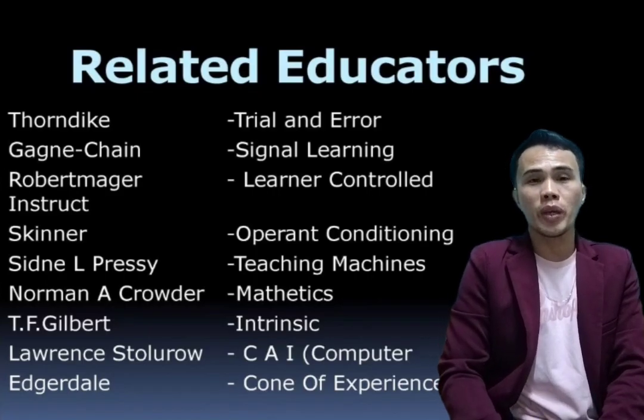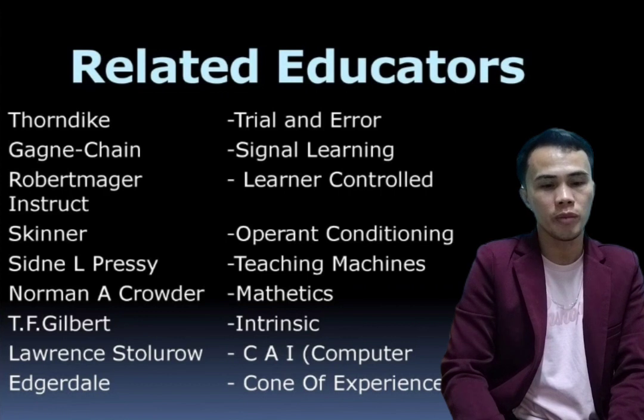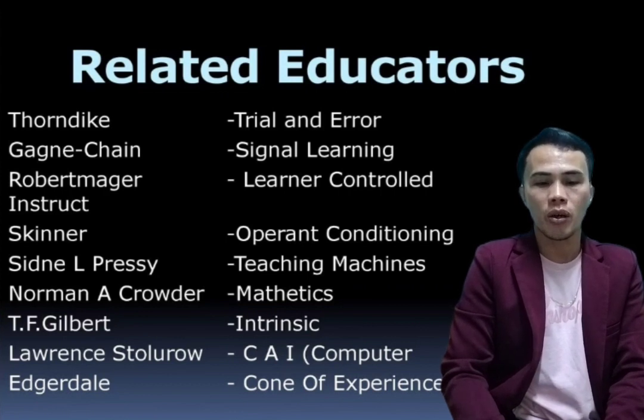So in program learning, we have the related educators or the proponents of program learning. We have Thorndike, which is trial and error; Gagné, the chain or signal learning; Robert Mager, learner-controlled instruction; Skinner, operant conditioning; Sidney L. Pressey, teaching machines; Norman A. Crowder, mathematics; T.F. Gilbert, intrinsic; Lawrence Stolurow, CIA computer; and Edgar Dale, cone of experience.